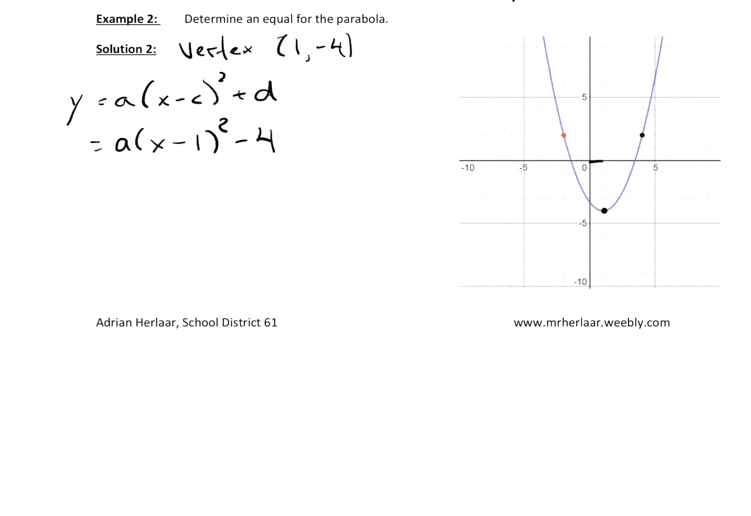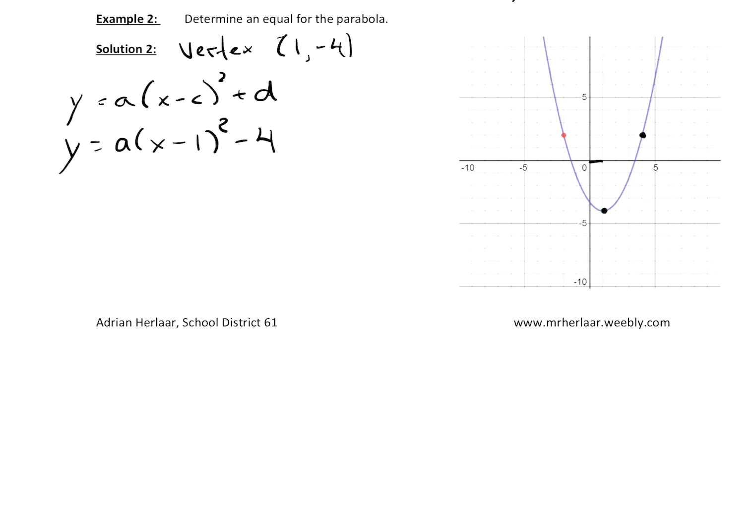So now, what's a? And again, use any other point on the graph. You can't use the vertex. It won't work, because if you plug the vertex in, you're just going to get y equals your d value, which you would expect. So you need to use a point other than the vertex.